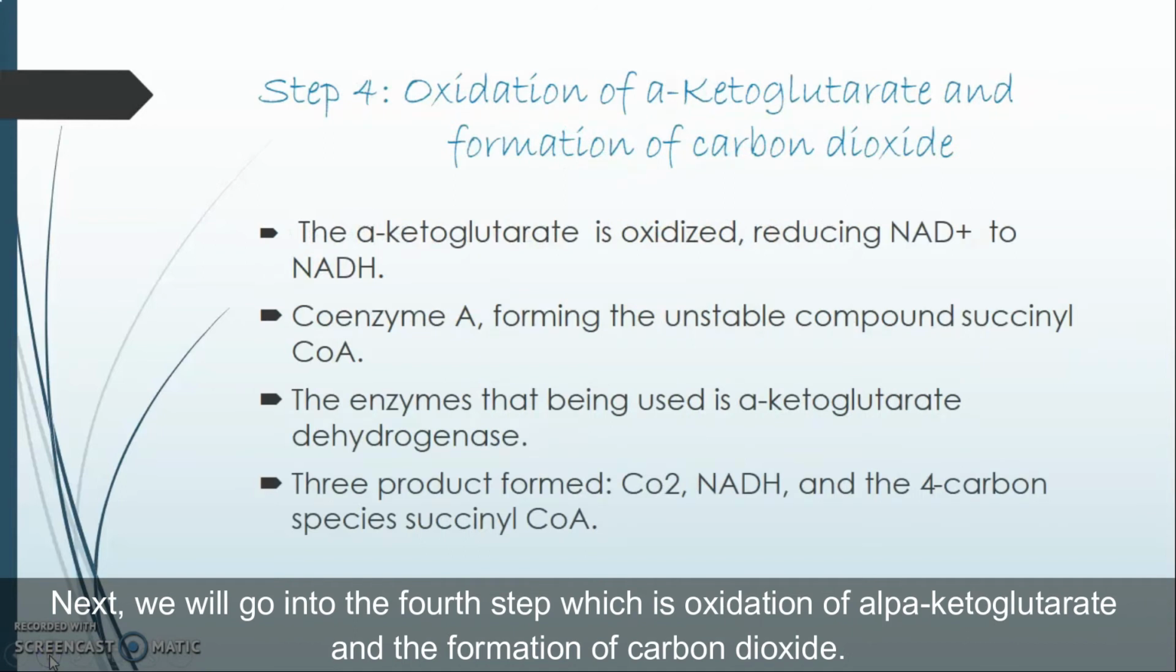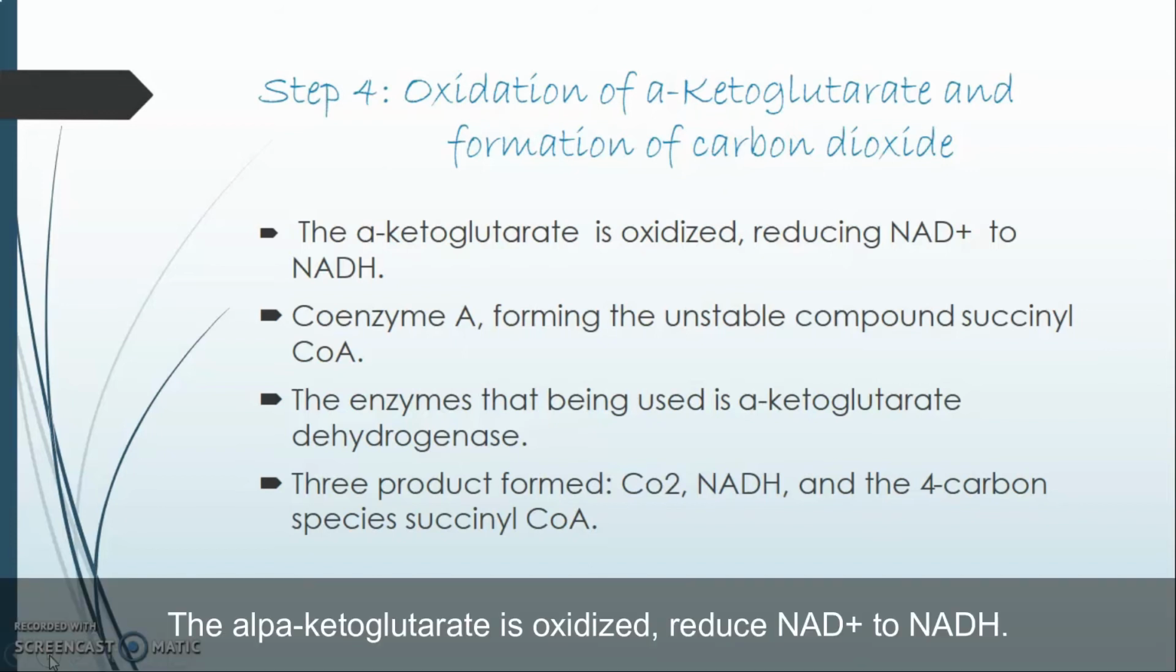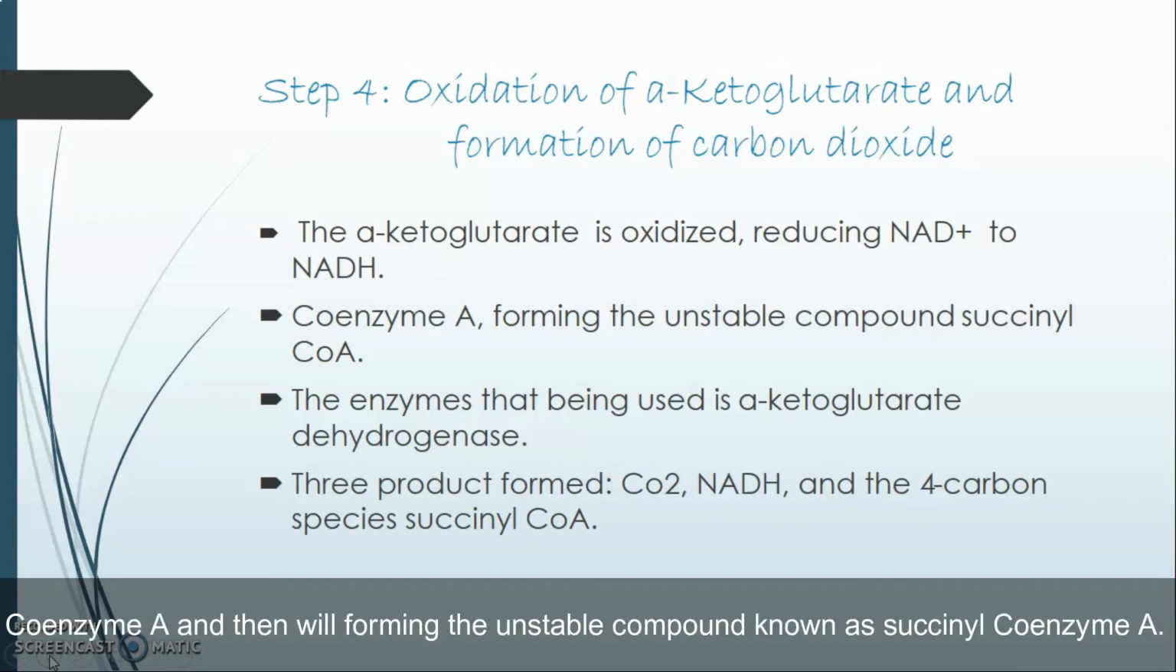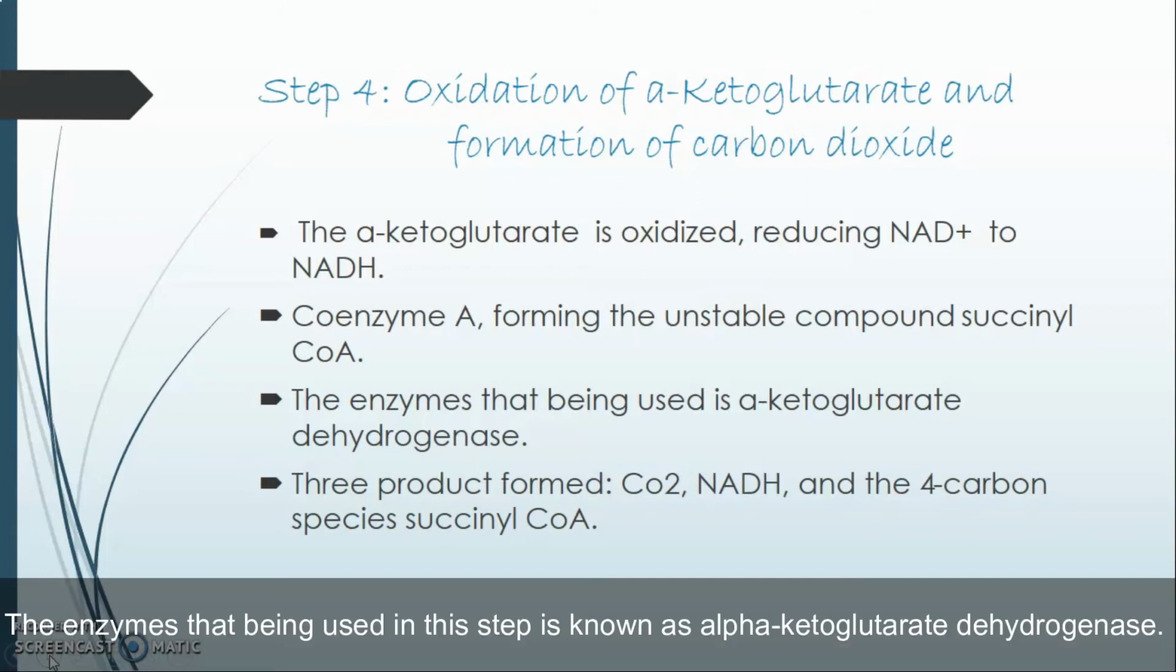Next, we are going into the fourth step, which is oxidation of alpha ketoglutarate and formation of carbon dioxide. The alpha ketoglutarate is oxidized, reducing NAD+ to NADH, and with coenzyme A, will then form the unstable compound known as succinyl coenzyme A. The enzyme that is used in this step is known as alpha ketoglutarate dehydrogenase.